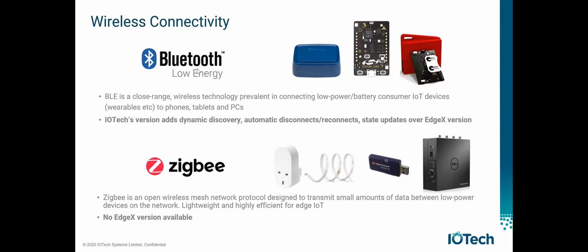Also in building automation, but also retail and other use cases is wireless connectivity, particularly Bluetooth Low Energy and Zigbee. So again, there's a Bluetooth connector in EdgeX Foundry, but we've added dynamic discovery, automatic disconnects, and behavior like that to give you better up-to-date information about the state of your device. And Zigbee, there is no EdgeX version available for that, so we had to create our own there, and that's also widely used.